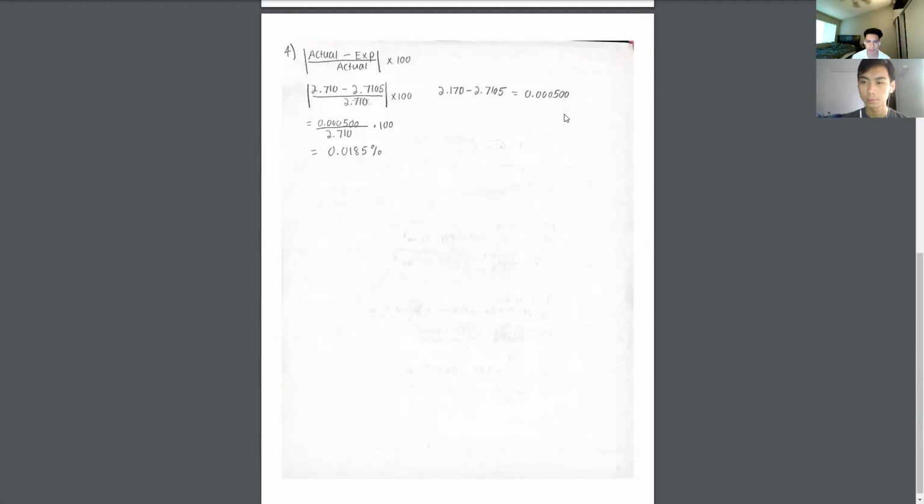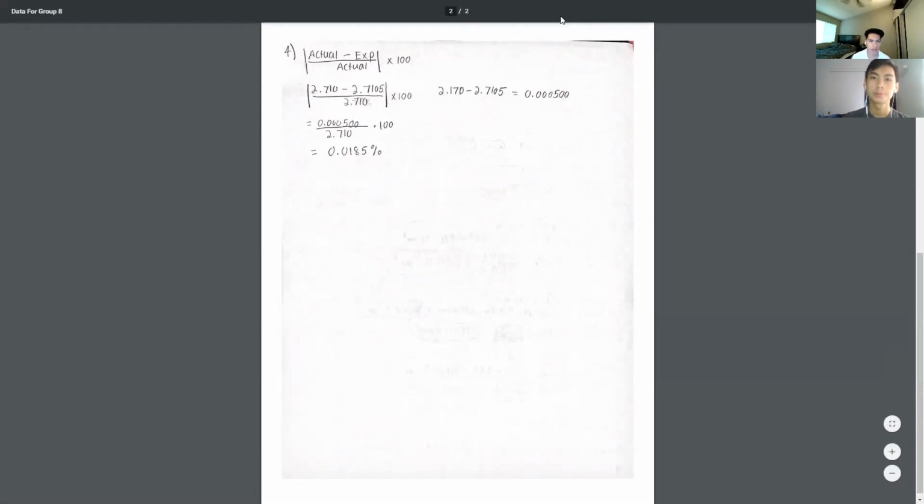0.0005. And in order to get 3 sig figs, because there's 3 sig figs when you're subtracting it, you have to add 2 zeros on the end. So you get 0.000500. So once you do that, you put that on top, the number that you get, and then you divide it by 2.710 and you multiply it by 100. And then you get your percentage right here. So with that, that's our calculations for group 8. Thank you.